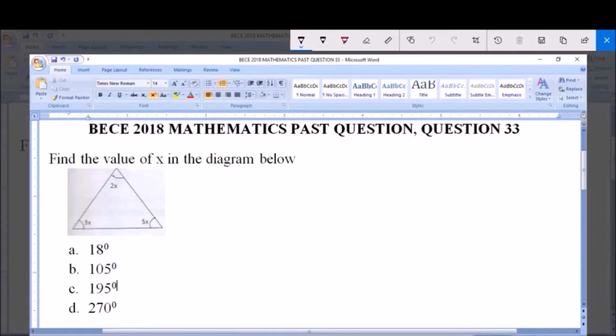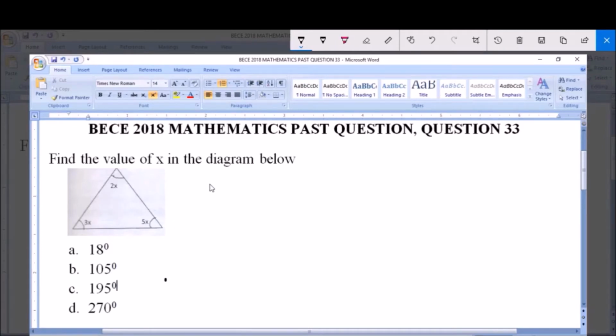Today we're going to be dealing with BECE 2018 Mathematics Past Question, question 33. Find the value of x in the diagram below. The diagram given to us is a triangle, and A says 18 degrees, B says 105 degrees, C says 195 degrees, and D says 270 degrees. So we have to find the value of x in this diagram. Now this is a triangle, which is a plane shape, and this x is given in the form of an angle.